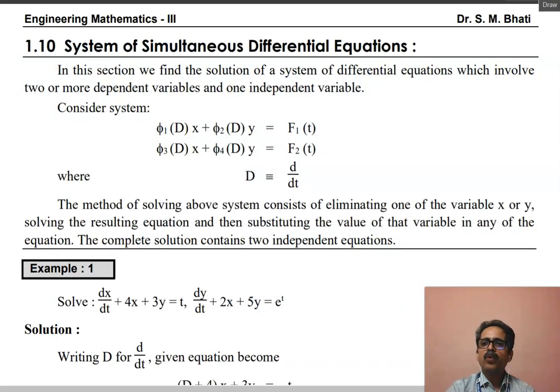Now before going to formal definition of system of simultaneous differential equation, let's take one example. Here we have two differential equations. This is the first differential equation and this is the second differential equation, and we have to solve them together. Both are differential equations because both contain a derivative. You can see that this is a derivative of x with respect to t, while this is a derivative of y with respect to t.